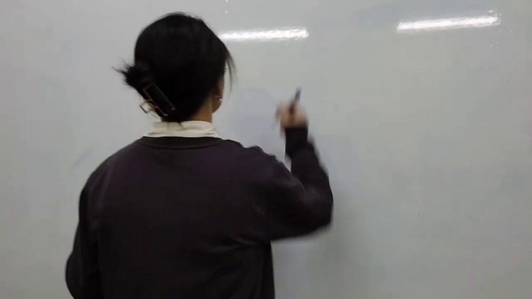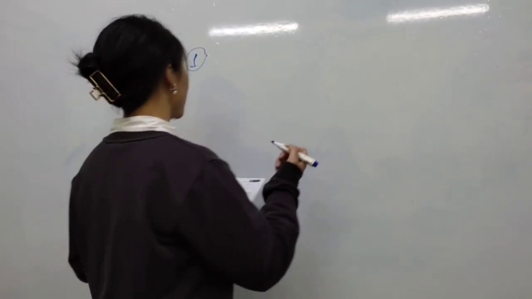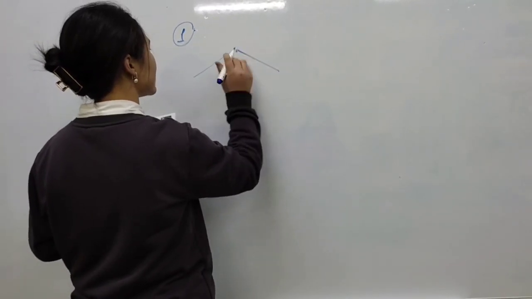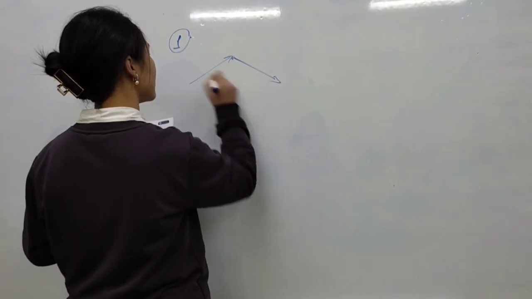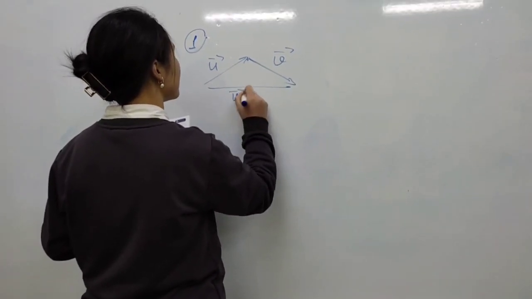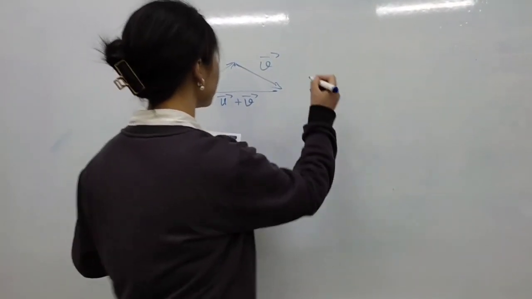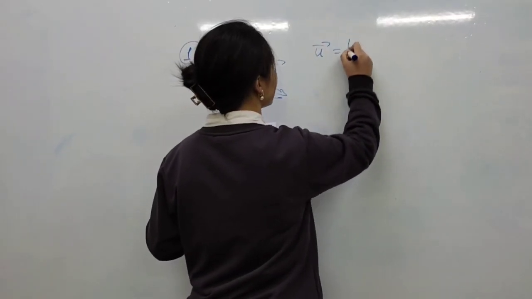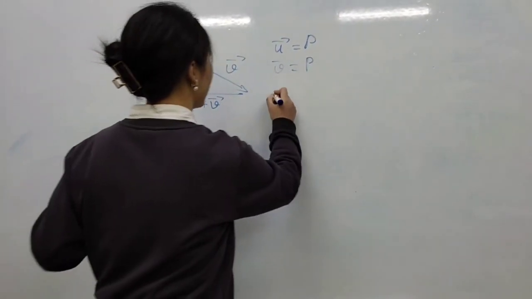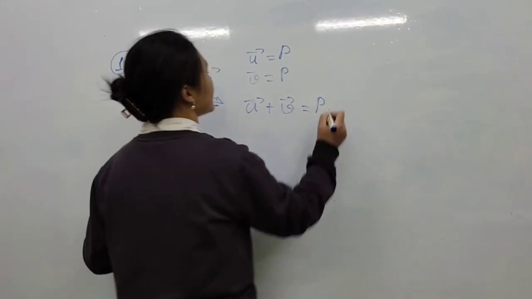Properties of vectors. The first: the sum of any two vectors in P is also a vector in P. For example, the sum of two vectors U and V, the vector U plus vector V. We can write vector U is in P and vector V is in P, and vector U plus vector V is also in P.